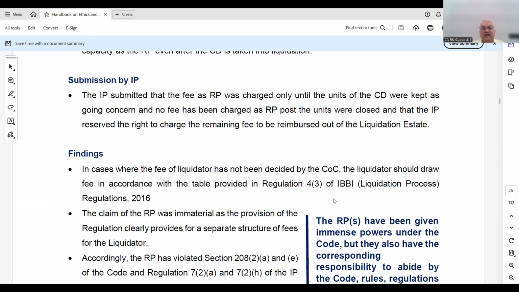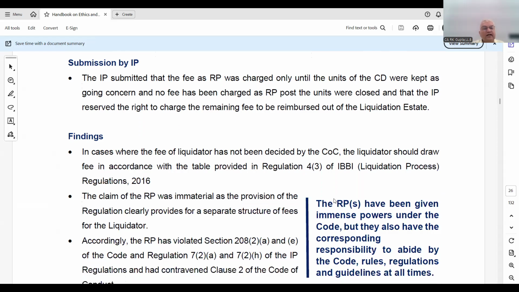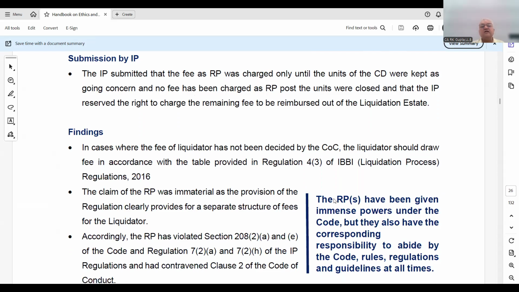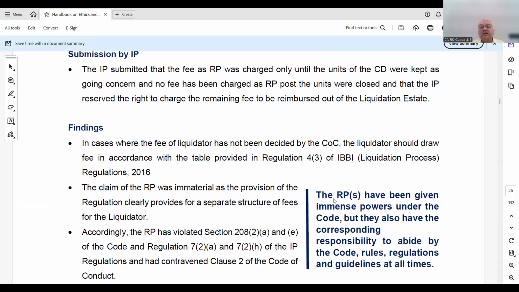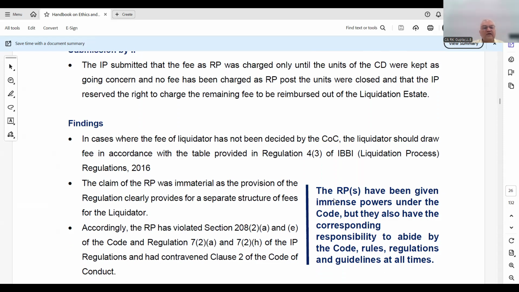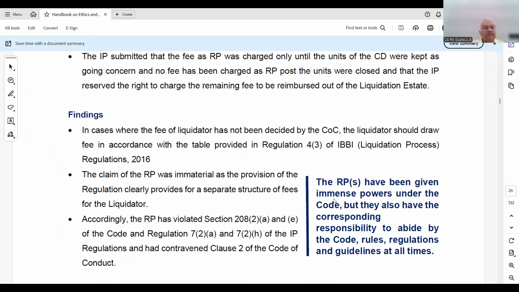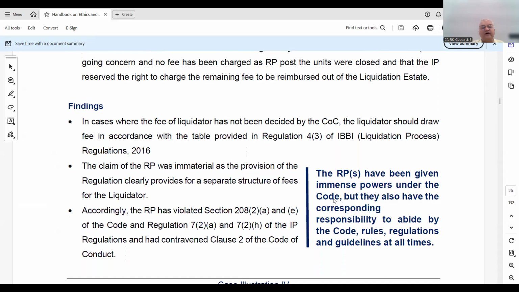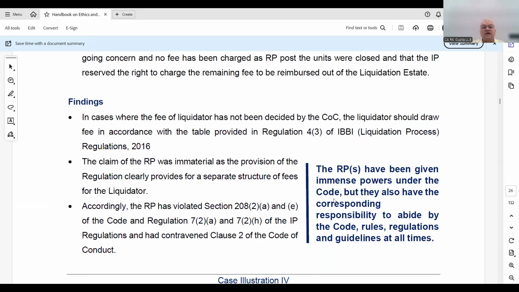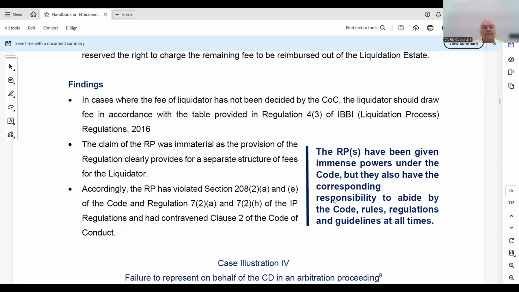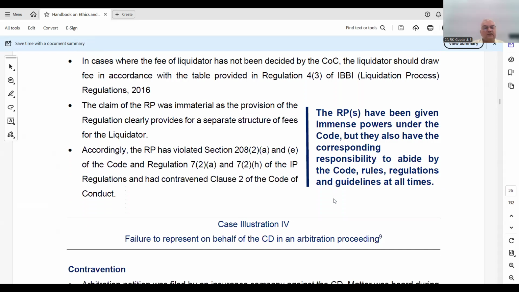Now, what are the findings? The findings are that in cases where the fees of the liquidator have not been decided by the COC, the liquidator should draw fees in accordance with the table provided in Regulation 4(3) of the Liquidation Process Regulations. The claim of the RP was immaterial as the regulation clearly provides for a separate structure of fees for the liquidator. Accordingly, the RP was found violating certain sections.